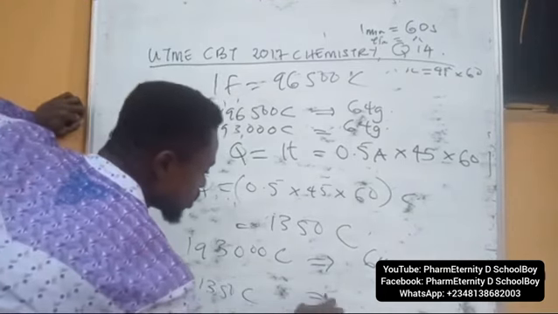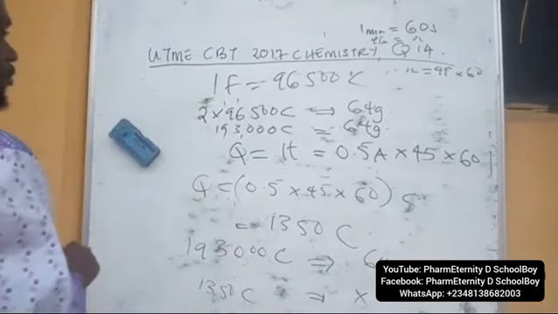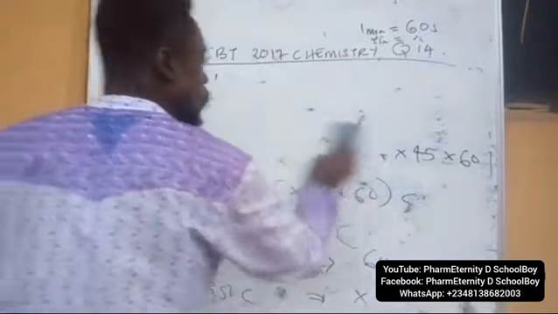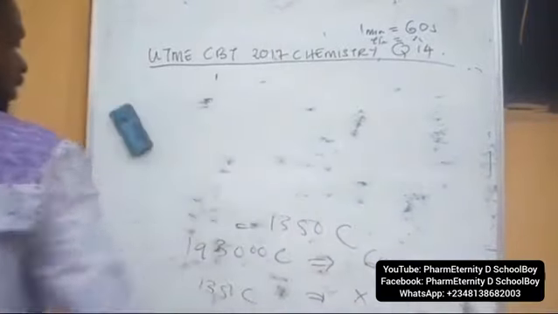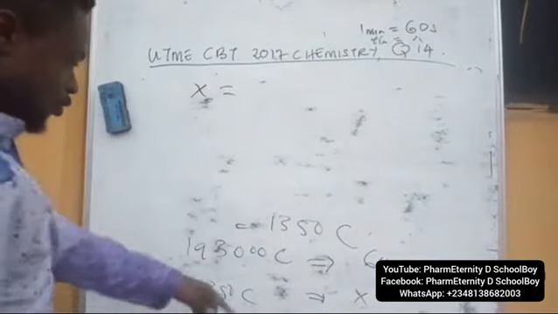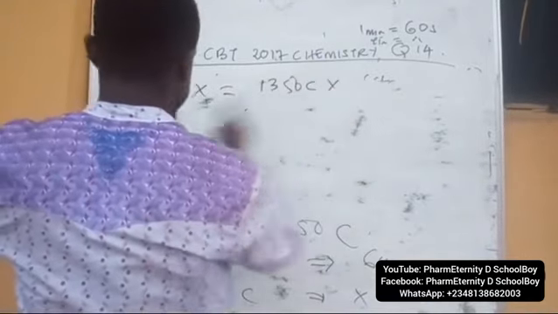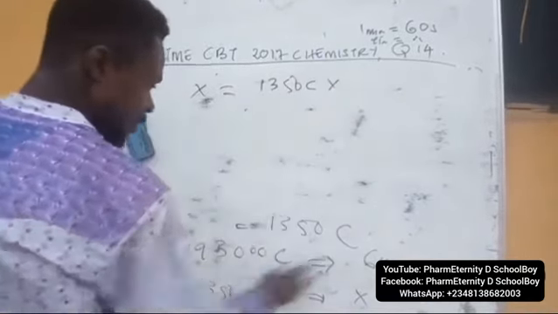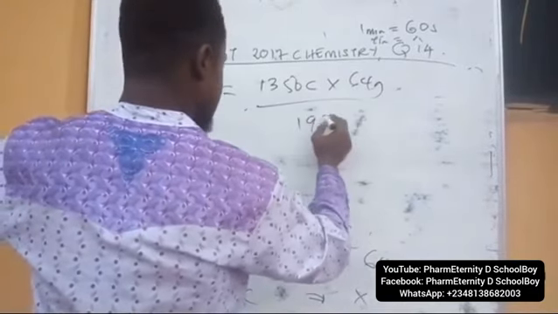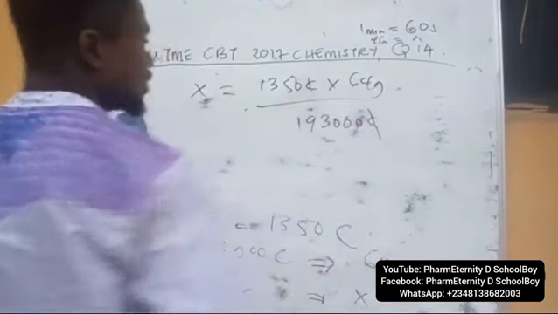Now 1,350 coulomb will deposit what? X. We don't know. So we solve for X. Let me clean up here. So we solve for what? X. That means that X is now equal to what? We must multiply 1,350 coulomb times 64 gram over what? 193,000 coulomb. So this, you cancel this.